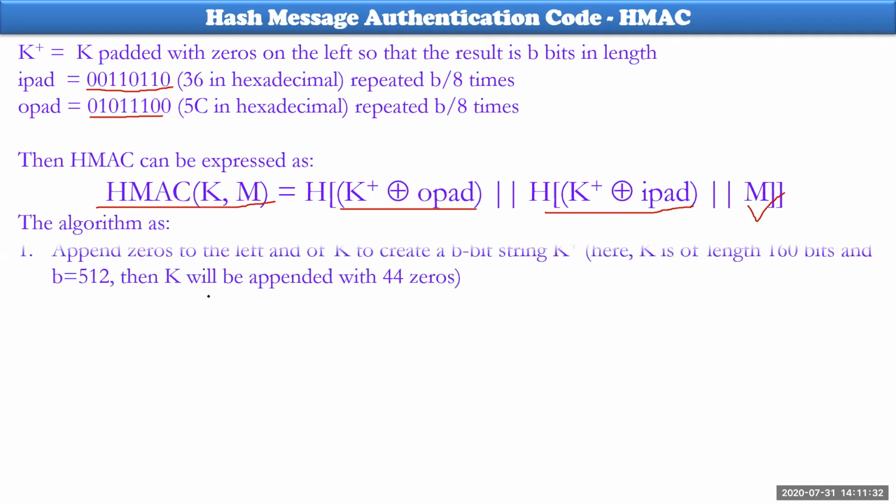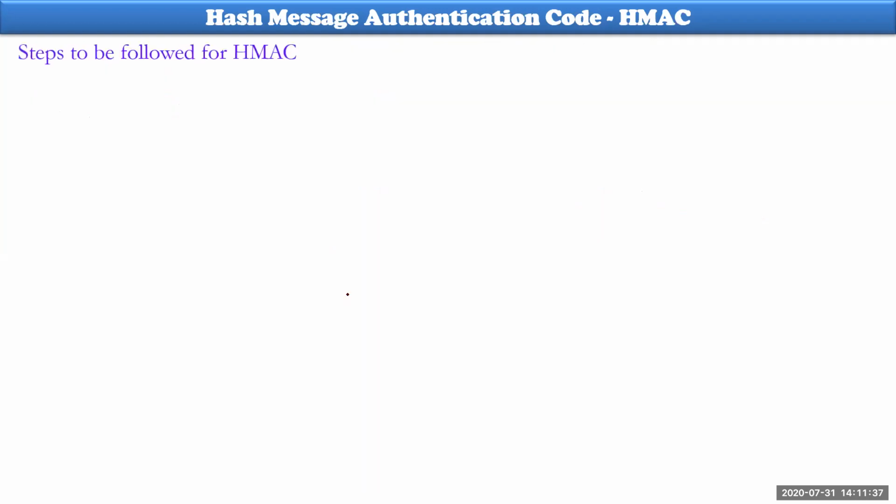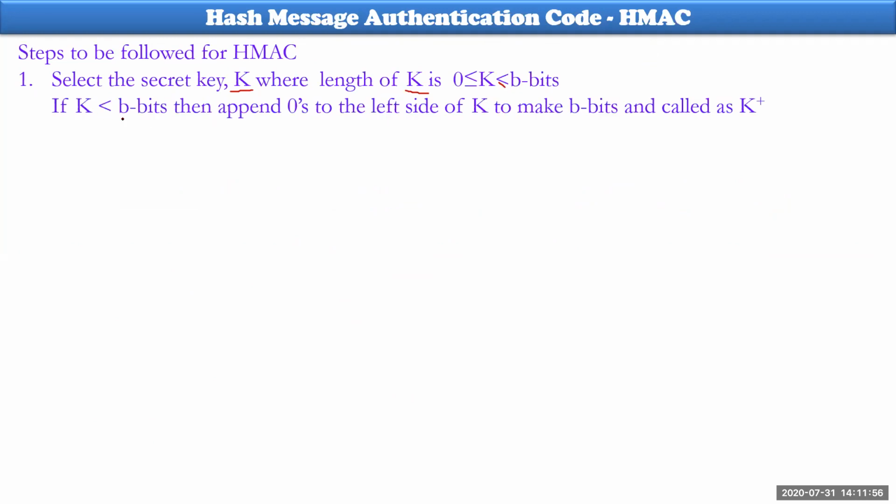And the algorithm: this is actually a textbook algorithm, but I have written it in simple words. Look at this. You have to select a secret key K of length K bits, and K must always satisfy 0 less than or equal to K less than or equal to B bits. If the number of bits in K is less than B bits, then append zeros to the left side, that is the most significant bit side, so that K becomes B bits, which is called K plus.